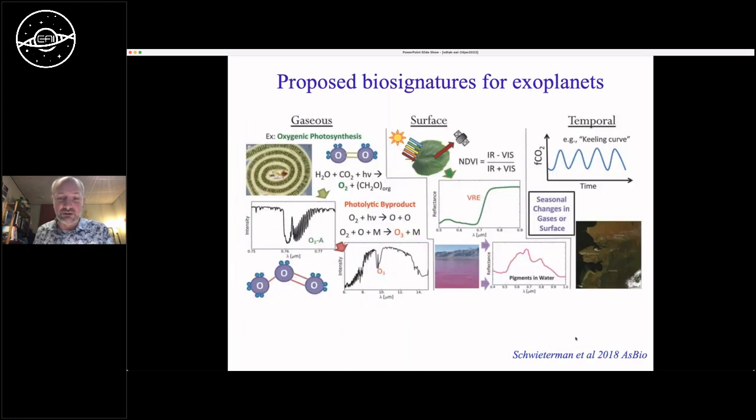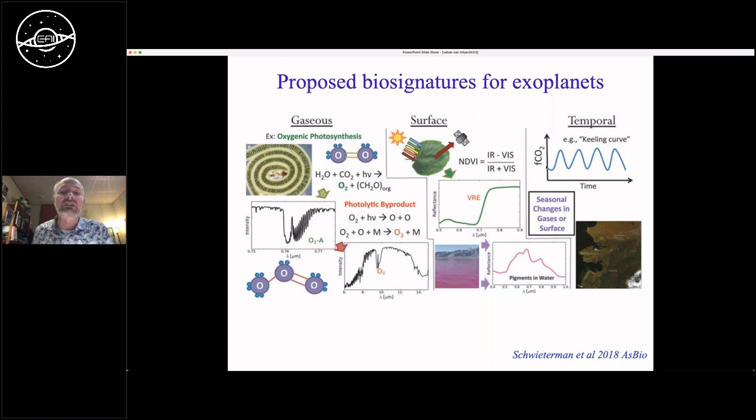If you want to know more about this, here's a good paper to read by Schwieterman et al. So that sort of illustrates this. There are gases in the atmosphere that could be produced by organisms. Here's the reflection of the surface. Here's the reflection of green leaves.